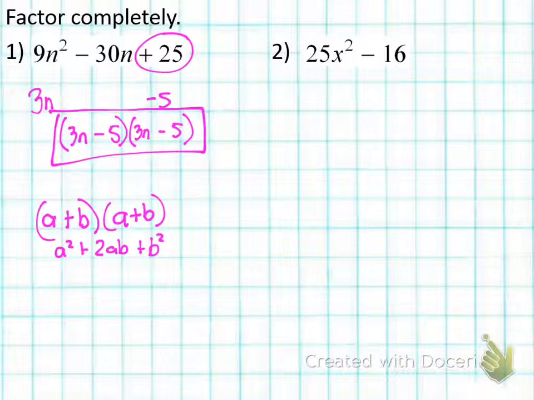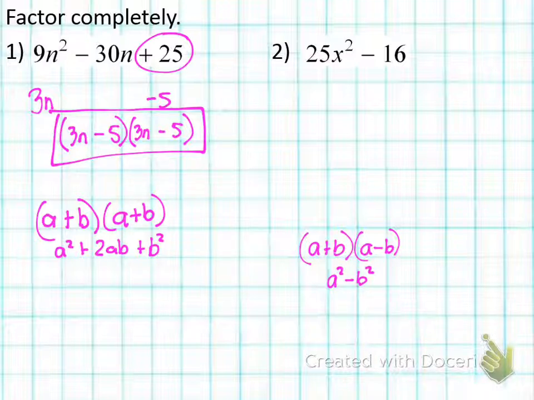Number 2, watch carefully. Number 2 is a difference of squares. It's a different form. So we have 25x squared minus 16. So I remember last week that when I had 2 numbers, let's say it was a plus b times a minus b, what's my answer? A squared minus b squared. Remember this last week? Okay.